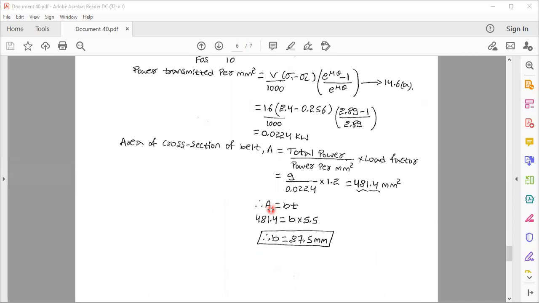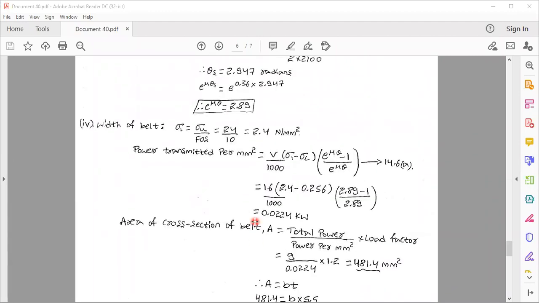We know that area is nothing but the width into the thickness of the belt. For example, if this is the belt and you see it from the front, this is the width multiplied by the thickness. That will give you the cross section of the belt. You need to calculate the width. Substitute the area 481.4. Thickness is 5.5. From this you will get the width, 87.5 mm.